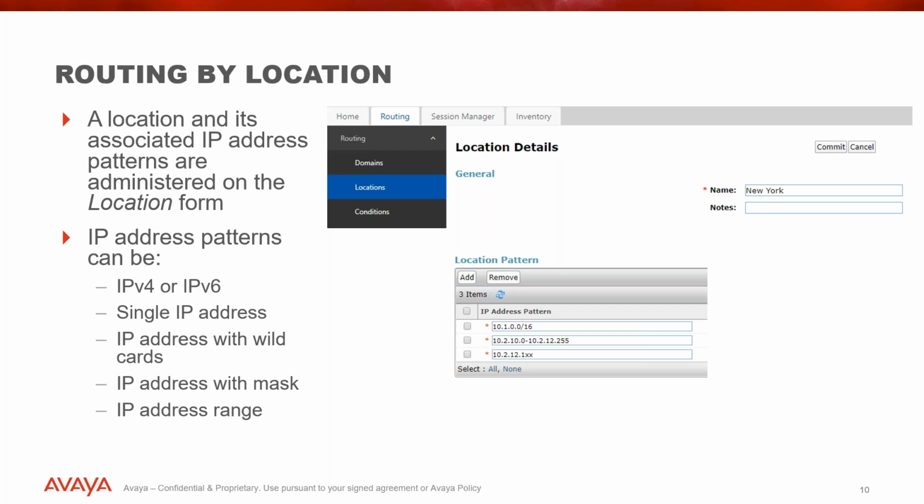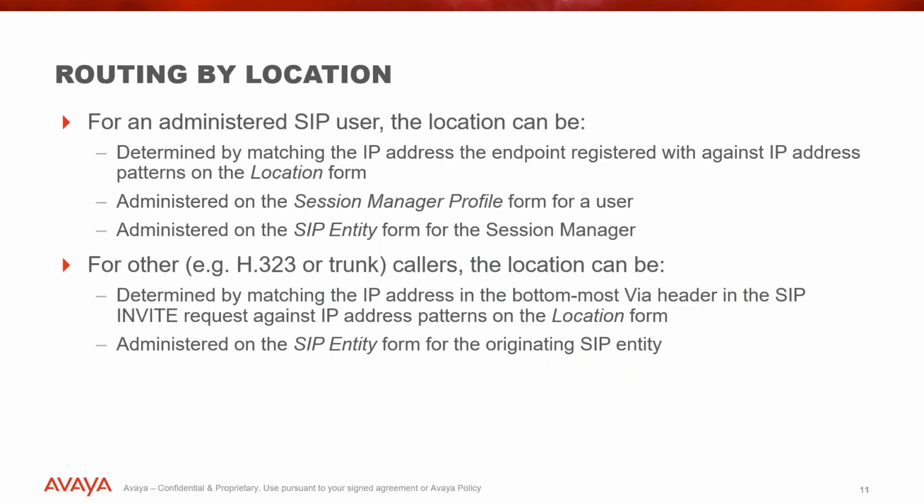You can enter just a long list of single IP addresses, but that would be a very tedious way to do this. So we provide a few simpler capabilities than that. You can use wildcards, so you can use X's, and X stands for any digit. I don't think that's a very common way to enter IP addresses, though. More commonly, you would enter a subnet mask. So I've got an example of that here, 10.1.0.0/16. So that would be 10.1 and anything following that. The last 16 bits can be anything. I mean, that's a common way to administer routers, for example, so that should be familiar to you. You can also enter IP address ranges. So in my example here, 10.2.10.0 through 10.2.12.255.